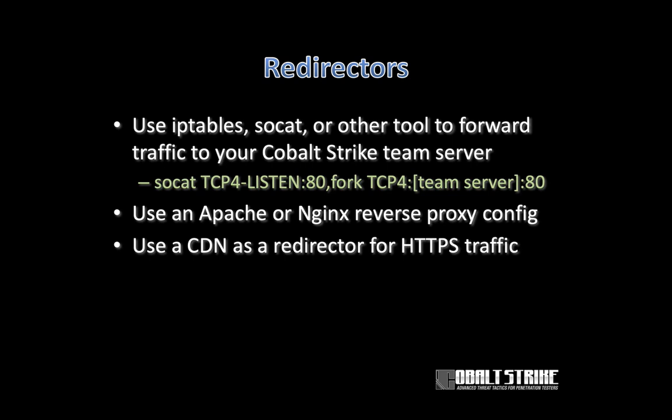Here are some tips on how to stand up a redirector. You can use IP tables, SOCAT, or another tool to forward traffic to your Cobalt Strike team server as is. Here is a SOCAT recipe to do that. You can also use an Apache or Nginx reverse proxy configuration to act as a redirector for your Cobalt Strike server as well. Finally, you can use a content delivery network like Amazon's CloudFront as a redirector for your Cobalt Strike HTTPS traffic as an option as well.